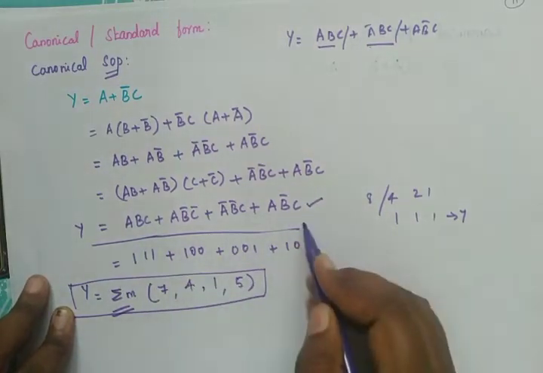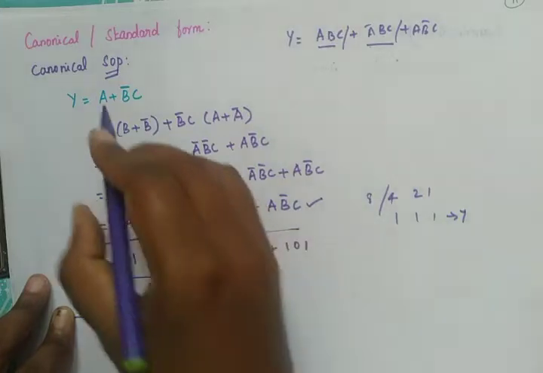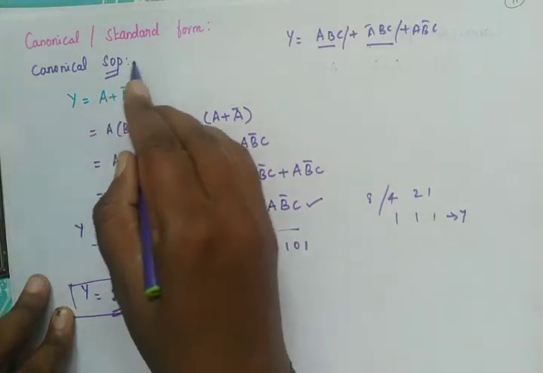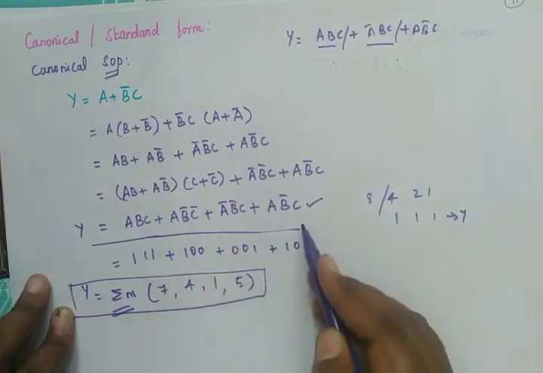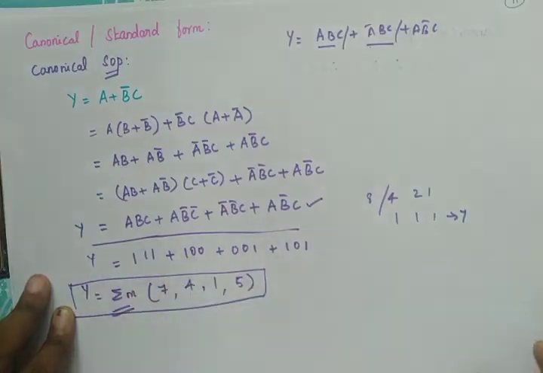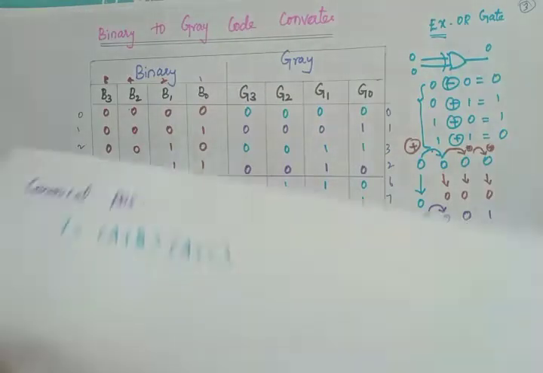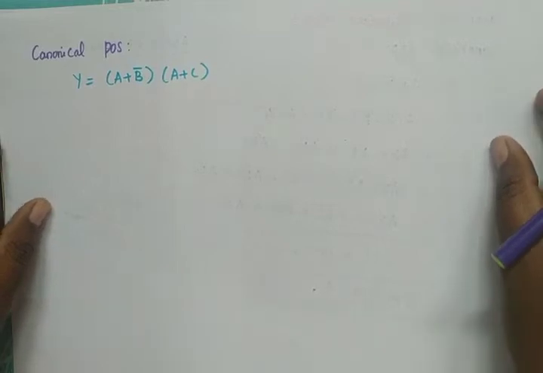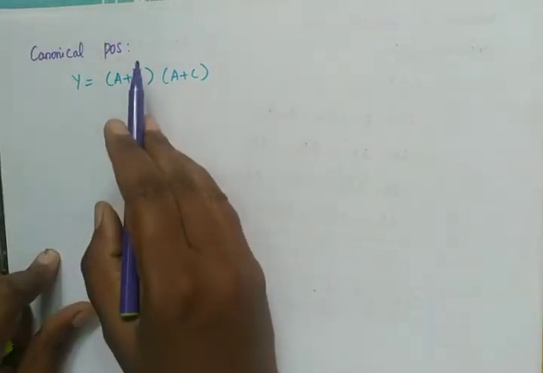So this is called as canonical SOP. This SOP is sum of products. Next, canonical POS, that is canonical product of sum.